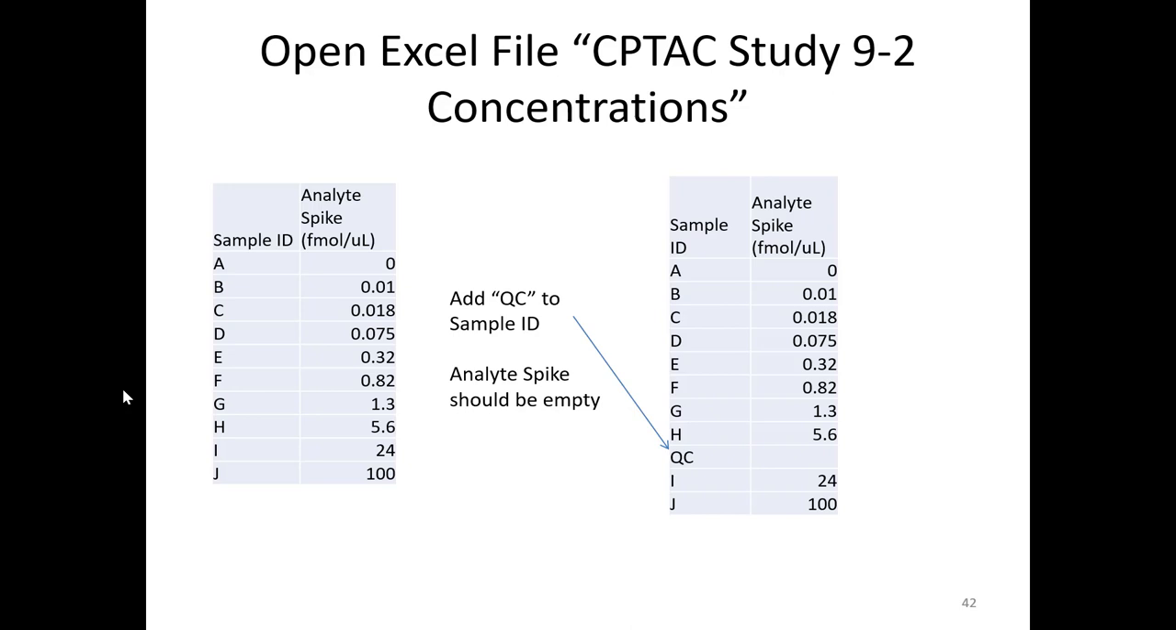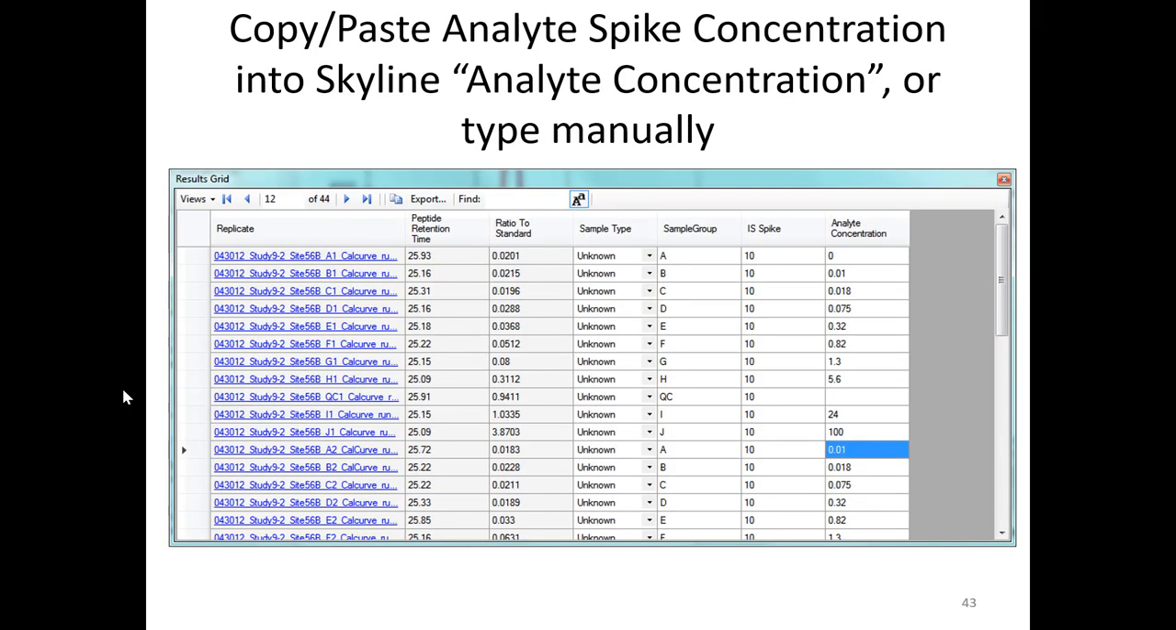It's okay if you don't have it populated in all of the replicates. We'll just get you started. Let me just see. So this is what it should look like. Analyte concentration, again leaving that QC blank.